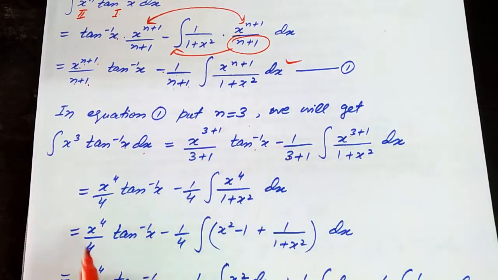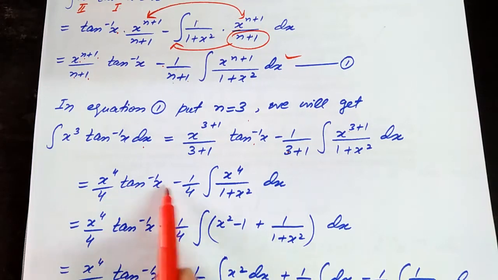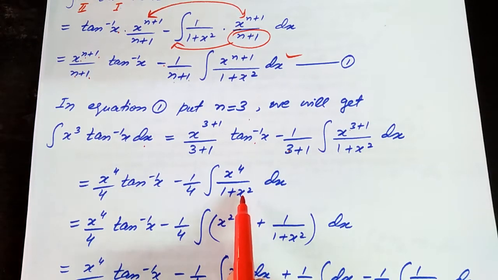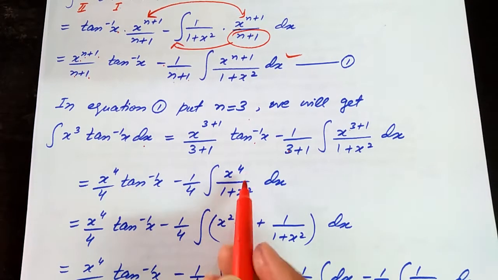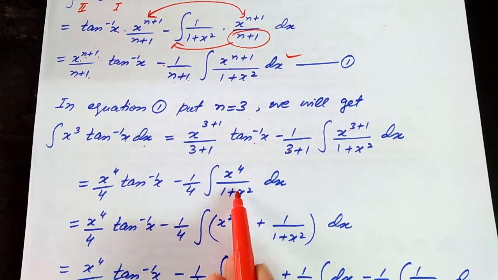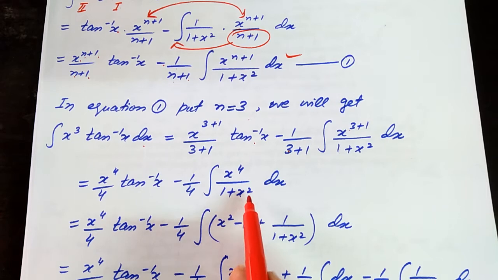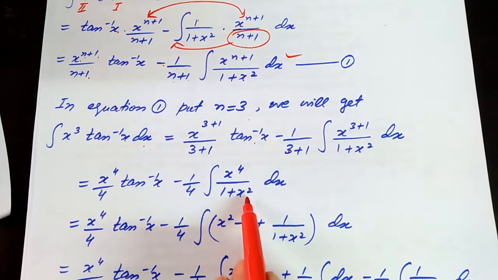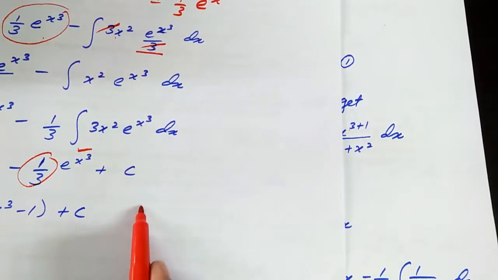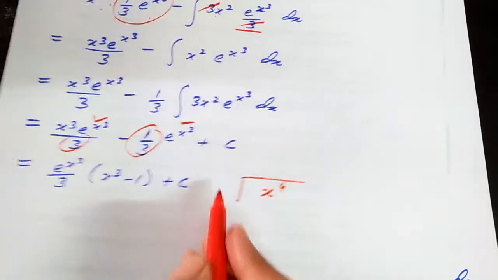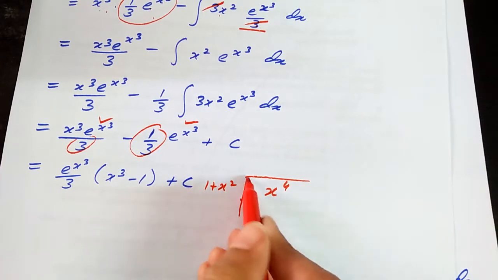Just simplify the powers, we get x to the 4 over 4 tangent inverse of x minus 1 over 4 integration of x raised to power 4 over 1 plus x square. I already told you that if the numerator power is greater than the denominator power, then this is an improper fraction and we need to convert it into a proper fraction by dividing. Now how are we going to divide it? We have x raised to power 4 over 1 plus x square. Write x raised to power 4 inside and 1 plus x square outside like this. Divide it.